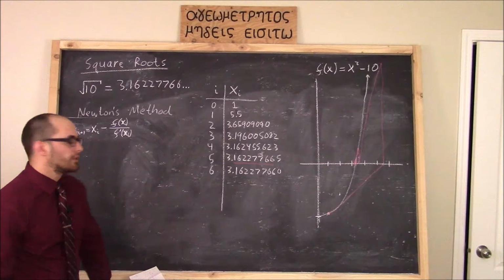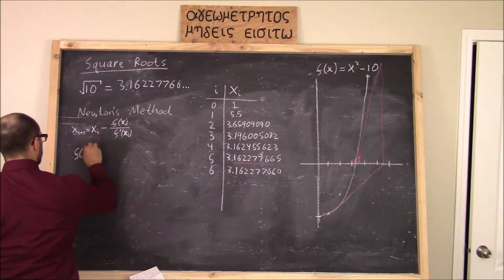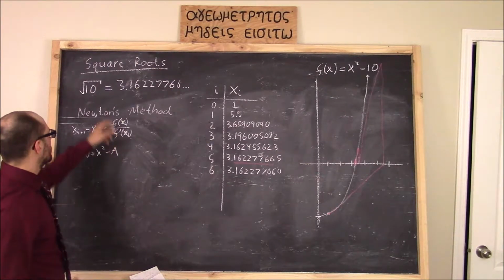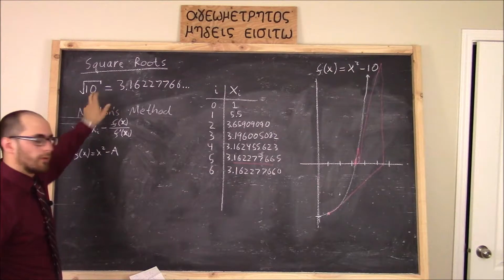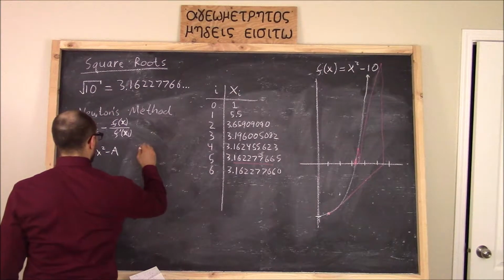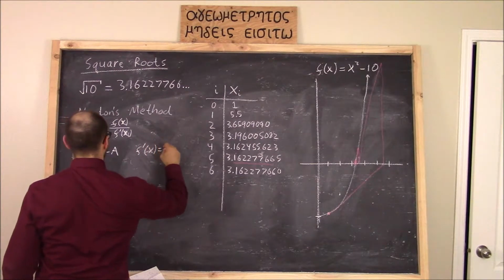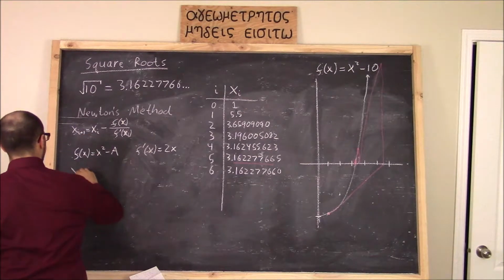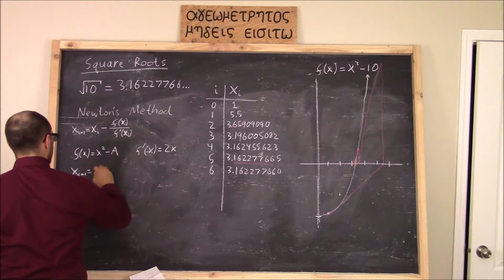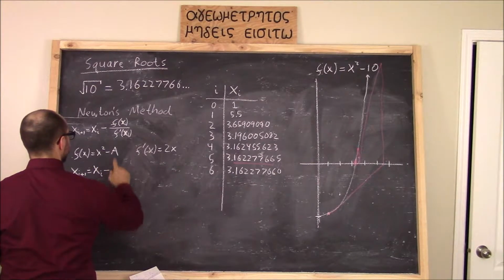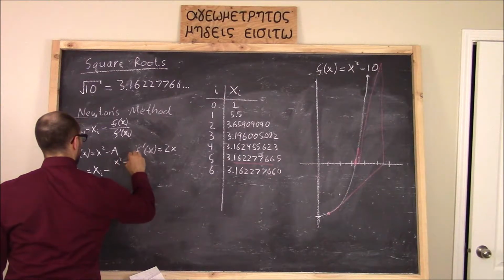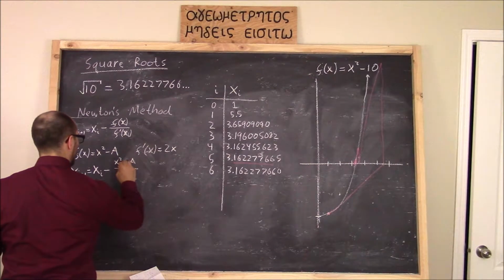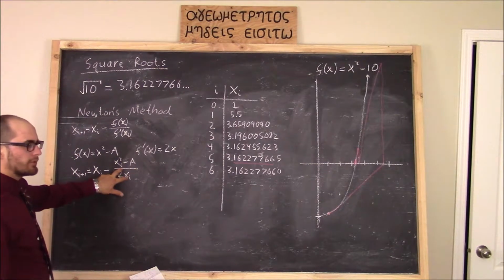Now for square roots, let's say our function f of x is equal to x squared minus a. In our case, a is equal to 10, because that's the number we're finding the square root for. Using the power rule, the derivative f prime of x is equal to simply 2x. Plugging that into this formula, we get x_{i+1} is equal to x_i minus x squared minus a divided by 2x. I can put the subscript so I'm consistent.